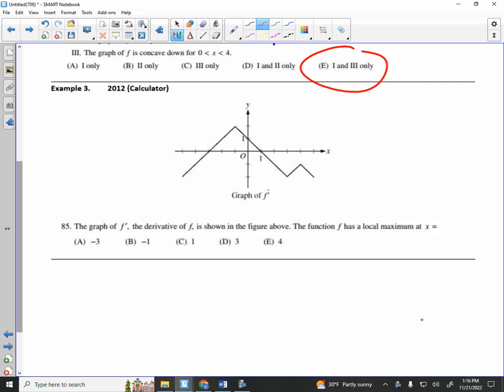This is a question we'll get on the exam. This was problem 85. Same type of question. On this one, they allowed you to use your calculator. You don't need it. You saw F prime, and the graph of F prime is given. The function F has a local maximum where you hopefully said a local max happens when F prime changes from positive to negative. You said, well, this is F prime. It changes from positive to negative at x is equal to 1.